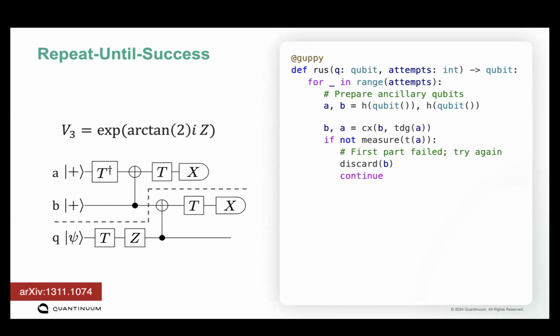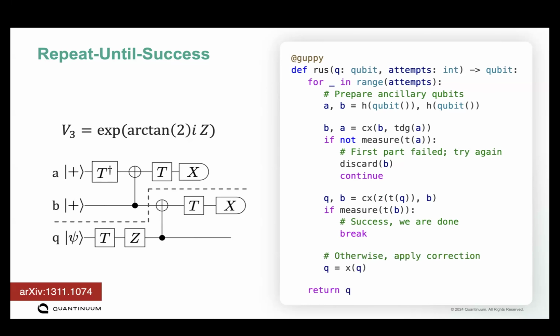And then we can use the normal if conditional in Python to decide whether to repeat the first part of the RUS circuit or not. And if that goes through, we can apply the second part. And if it's success, we can use the break, which is the same as Python's break, and then just iterate if needed. And that's the whole program. It looks pretty concise, pretty readable, and we are able to use high-level control features.